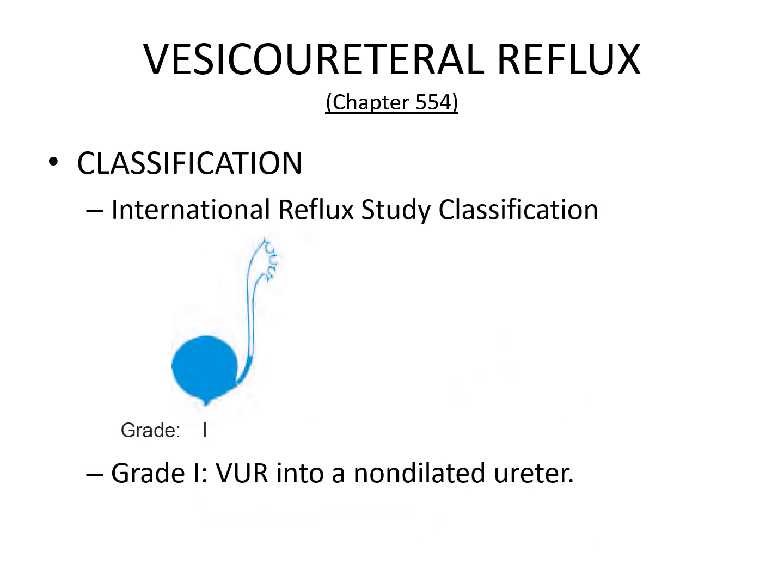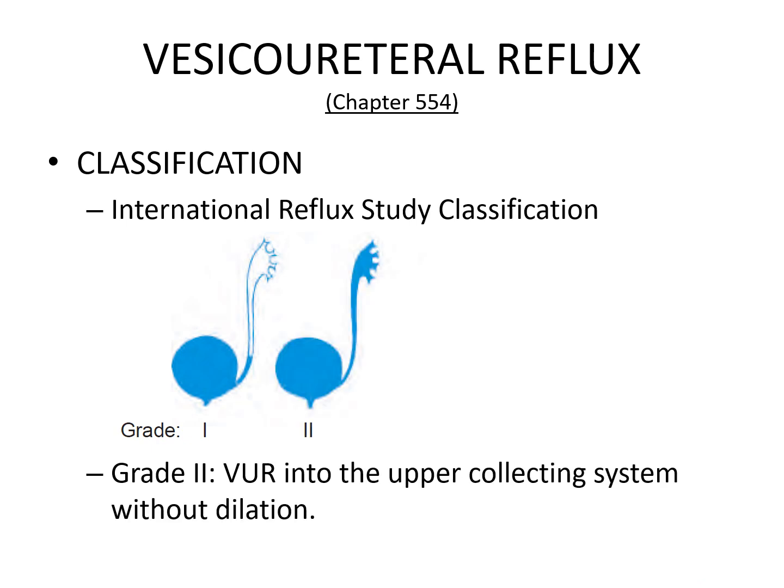So there are classifications of your VUR. This is the International Reflux Study Classification. Grade 1 is when the VUR has just reflux into a small area of your ureter, and the ureter is non-dilated. Grade 2, on the other hand, is when the VUR reaches the upper collecting system. However, as you can see, there is still no dilatation of your upper collecting system and your ureter.